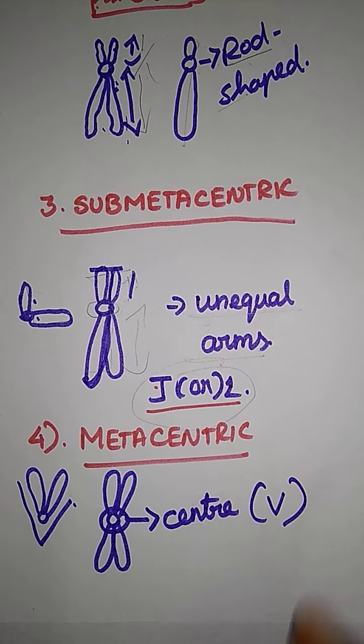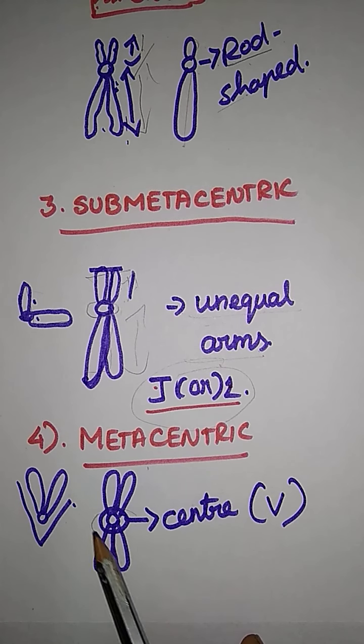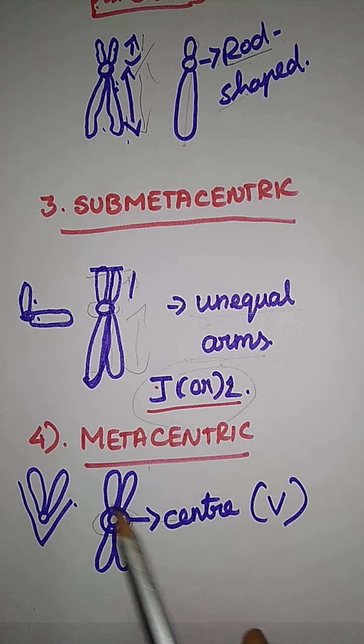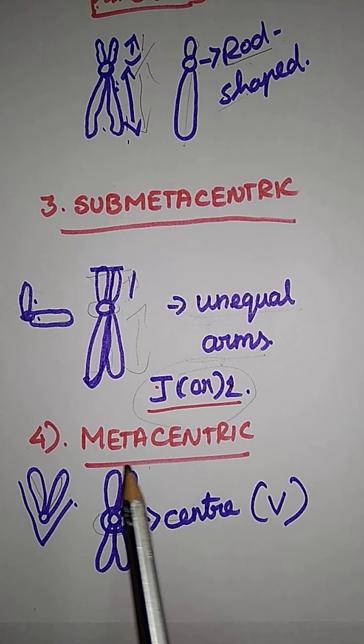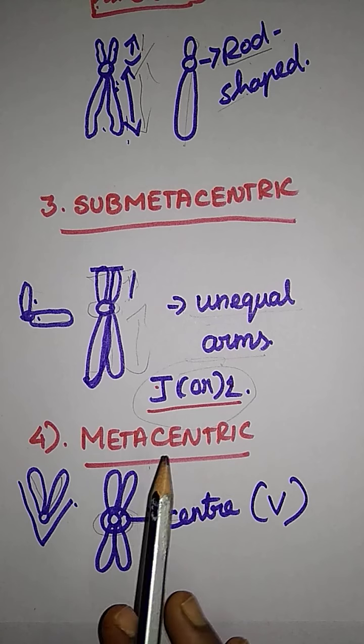Okay, and the last one is the metacentric. Here the centromere is found in the center part. They are formed as a V-shaped chromosome. Okay, so that's it for the types of chromosome based on the position of the centromere.